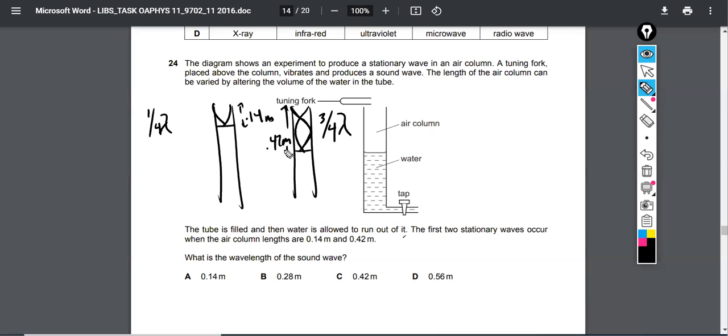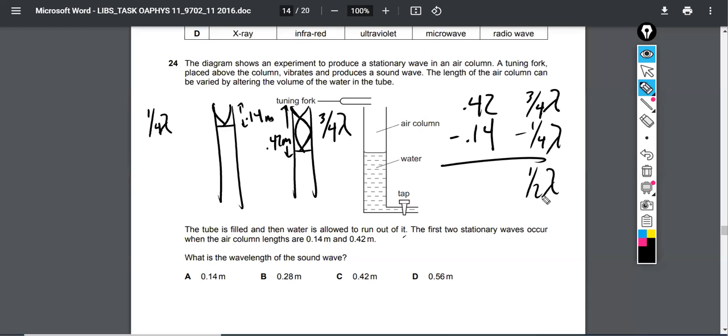The difference between 0.42 and 0.14, right? The difference in these air columns is how much? Well, it's the difference in how many waves we've got. If this is 1/4 of a wave and this is 3/4 of a wave, then the difference between these heights is going to be equal to 3/4 of a wave minus 1/4 of a wave. That's 2/4 of a wave, or half a wavelength. So half a wavelength is how long?